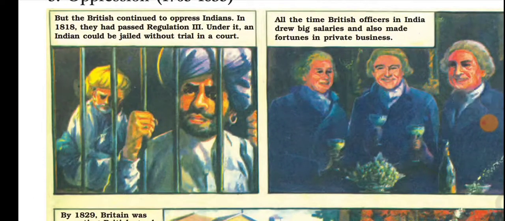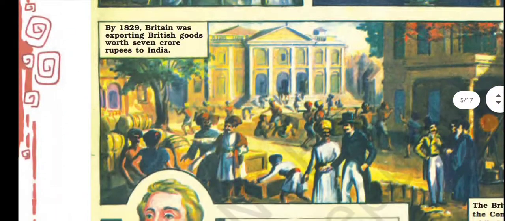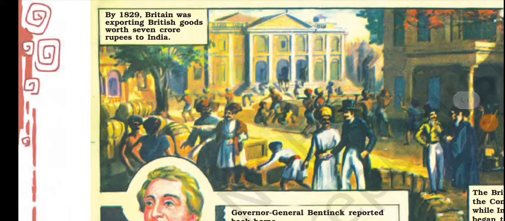All the time, British officers in India drew big salaries and also made fortunes in private business. In fact, the British officers took salaries from the money collected from the Indians, and they made fortunes. Means they became rich and they invested their money in private business. But this money they had taken from us, means from Indians.